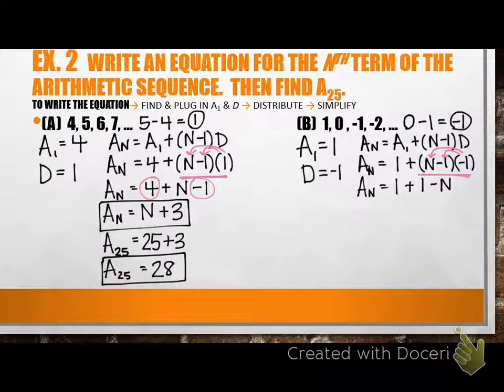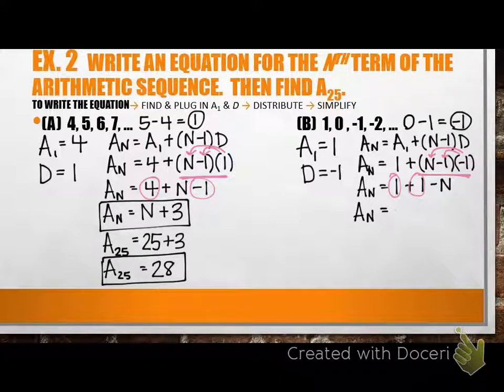So, Noah, what was the next thing you guys did? What is step number 3 to these problems? Combine my like terms. Simplify or combine our like terms. And what were our like terms? 1 and 1. So, what was your final answer? Noah? A sub n equals 2 minus n.